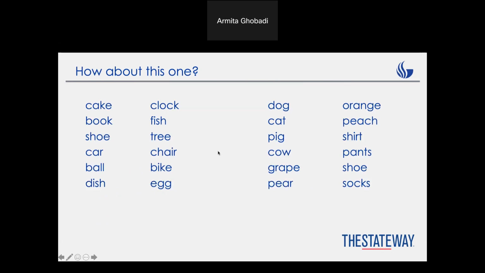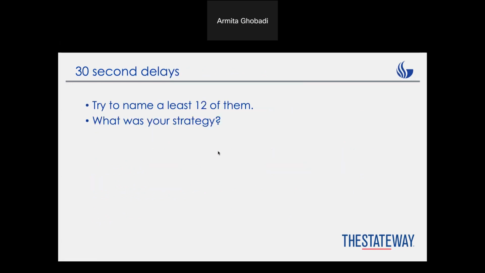I have another question for you, another recall task. Like you can see here, we have a bigger number of words. I'll give you 5 seconds, just memorize at least, I don't know, maybe all of them. After 30 seconds, I will ask you to name at least 12 of them, if no more. If you are able to do that, my second question is, what was your strategy?